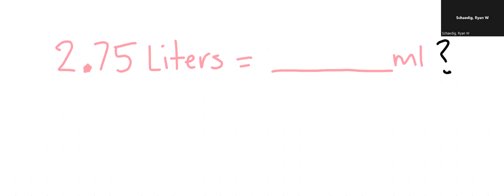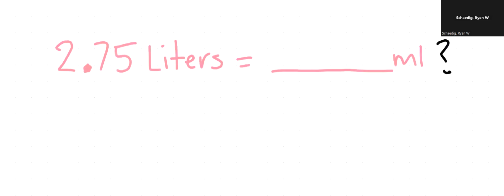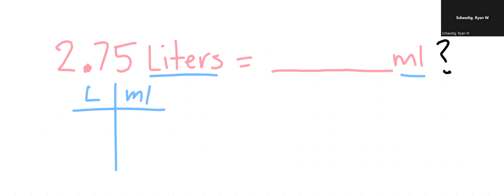So let's play the game, and the game's called Follow the Steps. Let's go back to our steps. Step one, we're going to make a T-chart and we're going to do the one to many. Let me explain what that looks like. I'm going to build a little T-chart and talk about the two units I have. I have liters, so I'm going to write an L here for liters. I have milliliters, so I'm going to write an mL right under that as well.